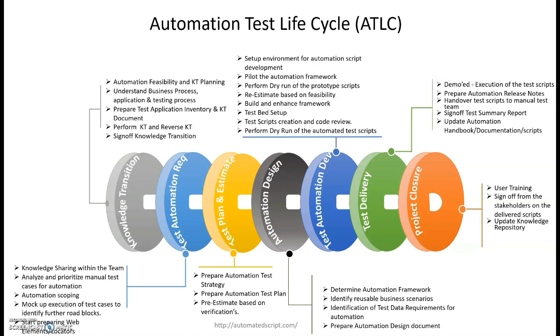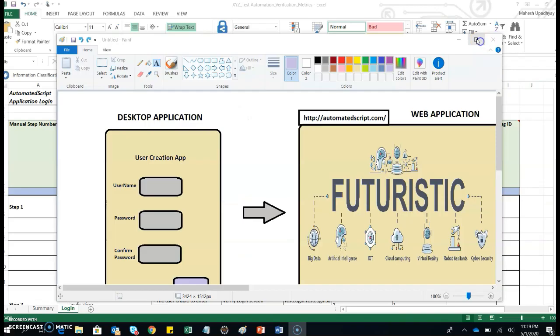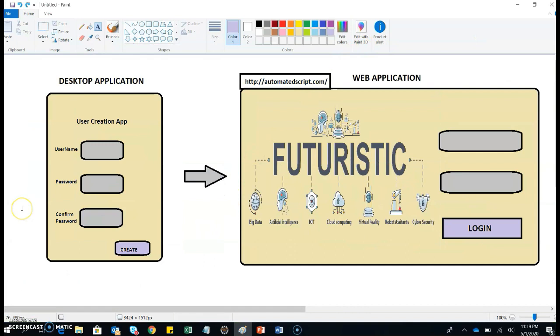I'll give you a very good example of this. Just give me a second. Okay guys, so let's say this is my web application and this is my desktop application. Now I have a web application named automatedscript.com. Here I want to enter my username, my password and click on the login button. But my prerequisite is that I want to create that user and password from this desktop application, where I need to enter my user, password, confirm password and create. The same user I am able to log in with on my web application. This is the current scenario which we want to automate.